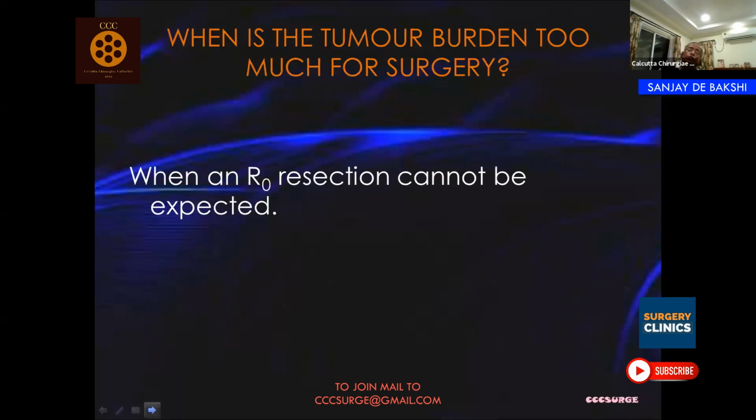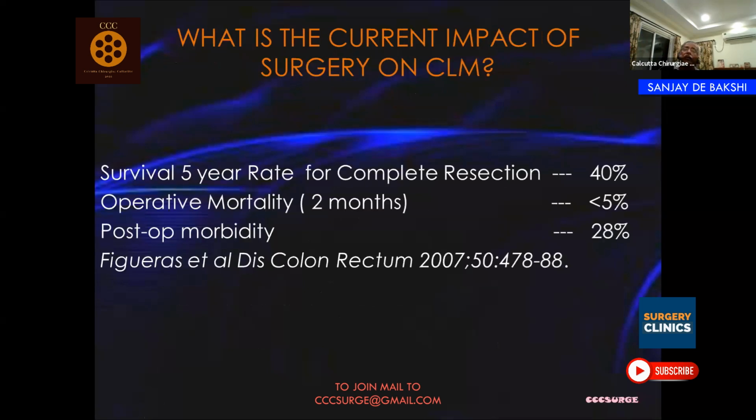So what is too much for surgery when an R0 resection cannot be expected? When do you do surgery for CLM? What is the advantage? The 5-year survival rate for complete resection is 40%. That is huge, and that is why people stretch themselves and try to resect these tumors. Operative mortality, 2-month operative mortality, should be less than 5%. Post-op morbidity is sometimes quite high, about 28%.